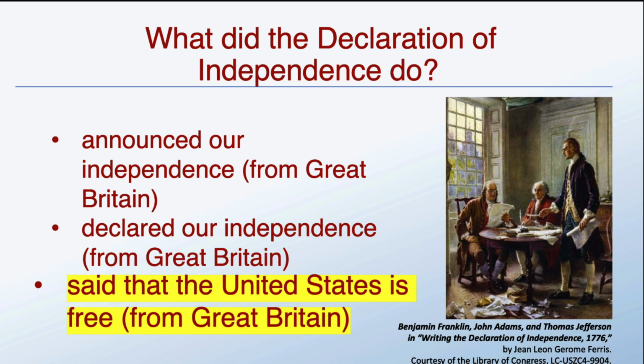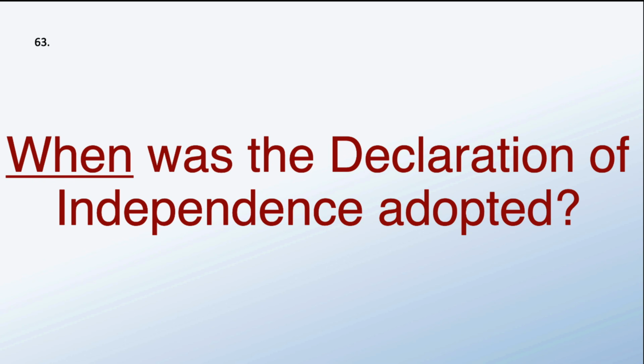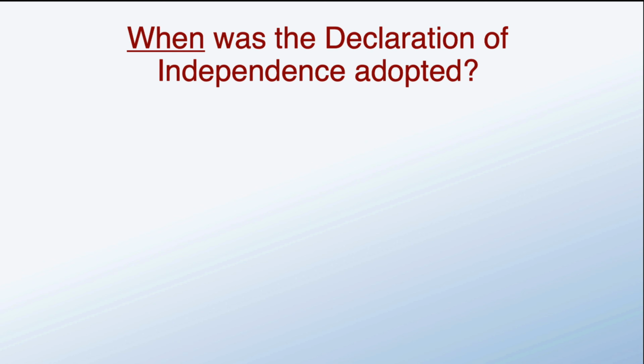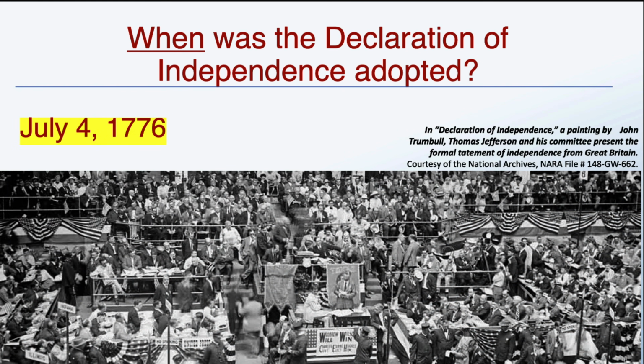So the Declaration of Independence said that the United States is free. When was the Declaration of Independence adopted? That was July 4th, 1776. The Declaration of Independence was adopted on July 4th, 1776.